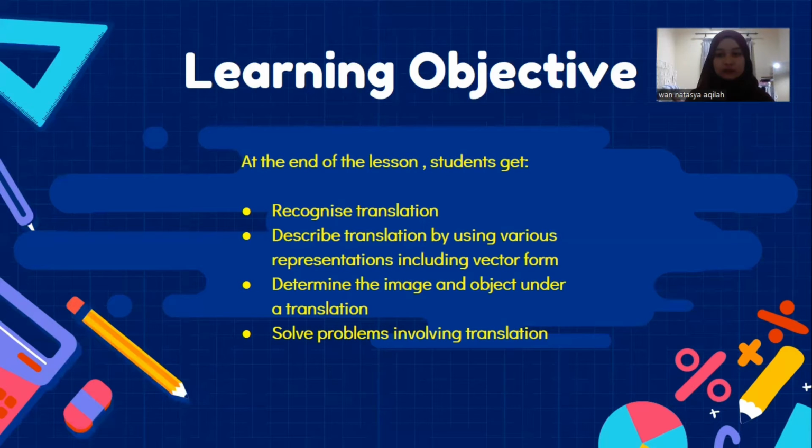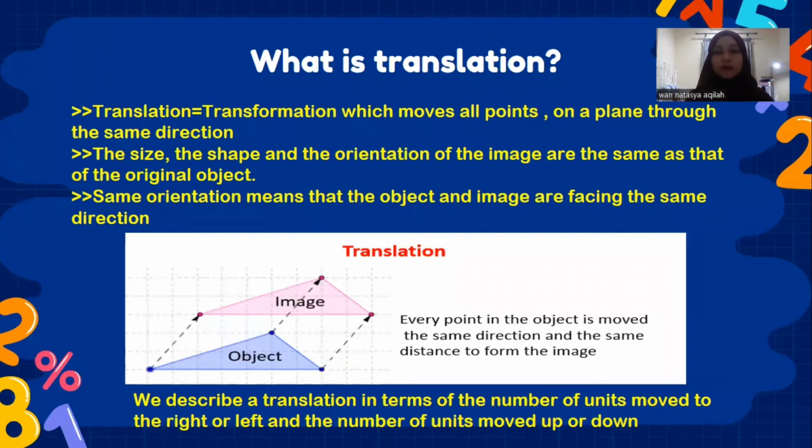Okay. Next, we move to the definitions of translation. What is translation? Translation is the transformation which moves all points on a plane in the same direction. I will highlight it: the same direction. The size, the shape, and the orientation of the image are the same as that of the original object. For the image, we will get the same size and shape, and the orientation will be the same as the original object.